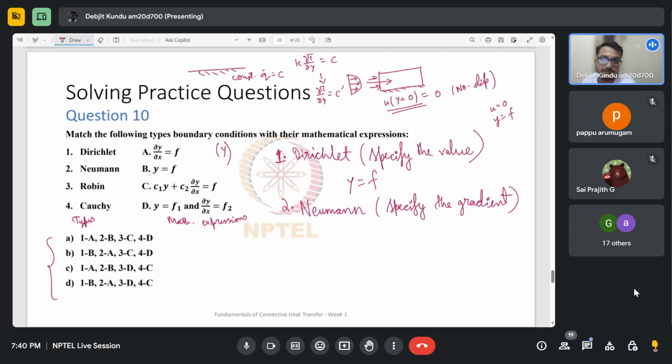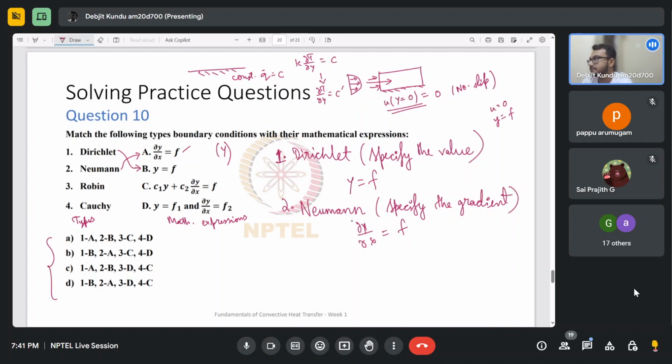So when we are specifying the gradient, the form it takes is basically dy dx is equal to f, where instead of specifying y, we are specifying the gradient of y. So dou y dou x equal to f, that is this one, A. So let's match things. Dirichlet is this one, Neumann is this one. Okay.